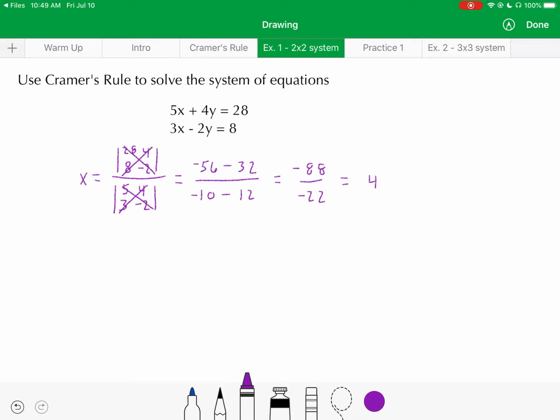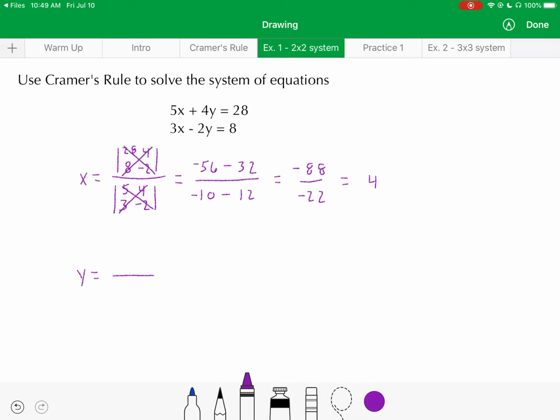Now, there's a couple different ways you can find the y value for the solution. You could simply take 4 and plug it in for x into either one of the original equations and then solve for y, much like we would do when we are solving a system by substitution or elimination. Or you could set up Cramer's rule again, but this time for y, and that's the approach I'm going to take.